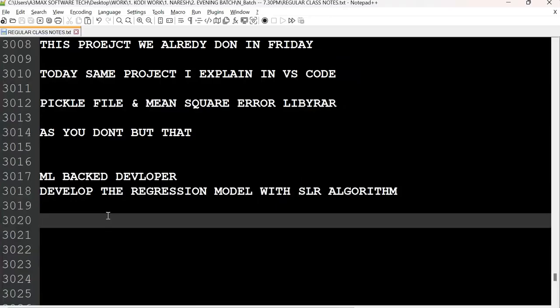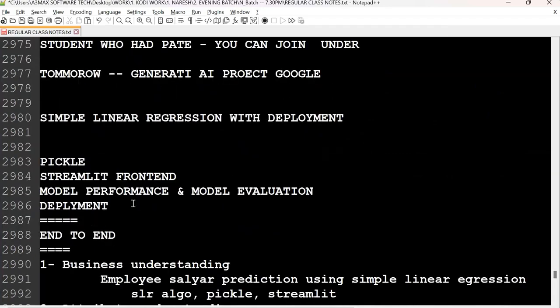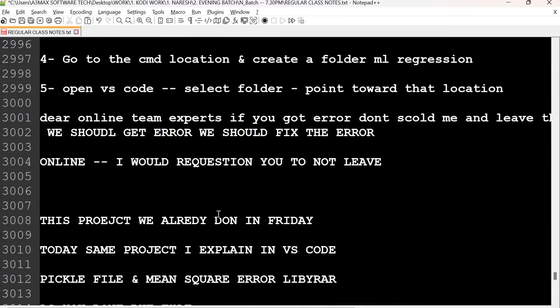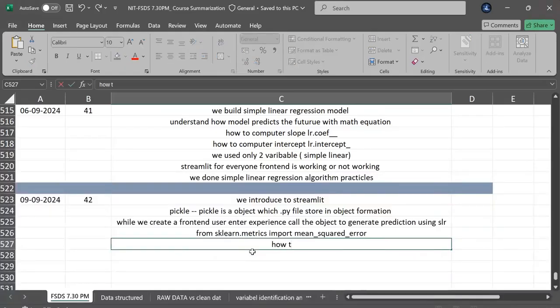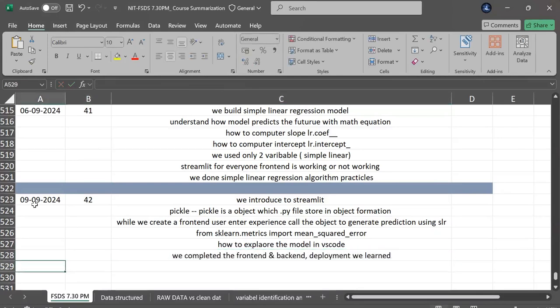But today, what is today's date, guys? 10th. Today's date is 10th.